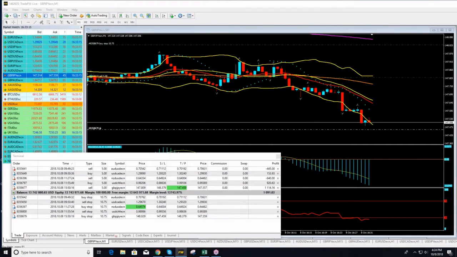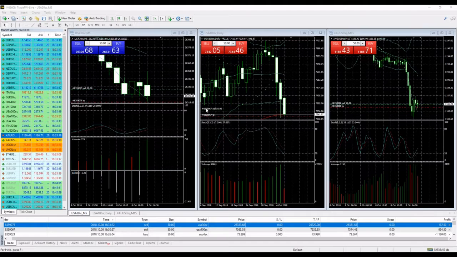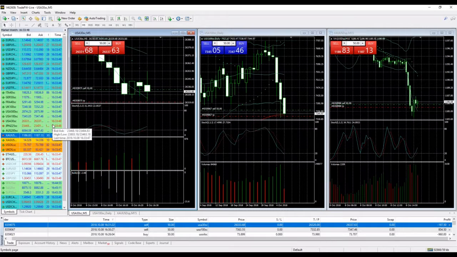We are close to hitting our take profit on USA 100 and also on USA 30. On USA 30, we were making, now it dropped. On USA 100, we are making $900, $900 on USA 100, and on USA 30 it's still not very clear. We are moving between $300 profit and the spread.